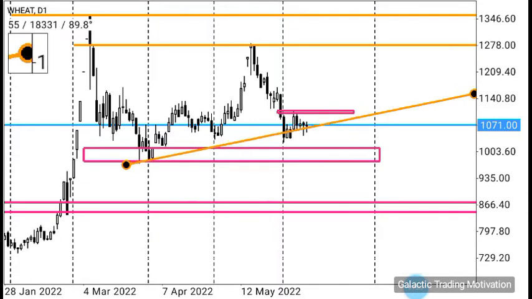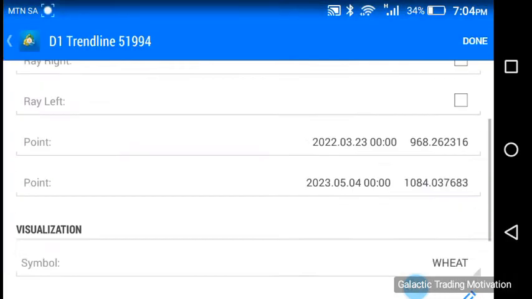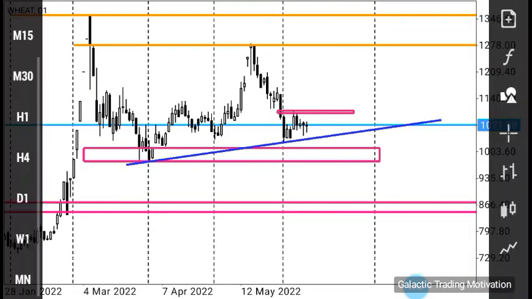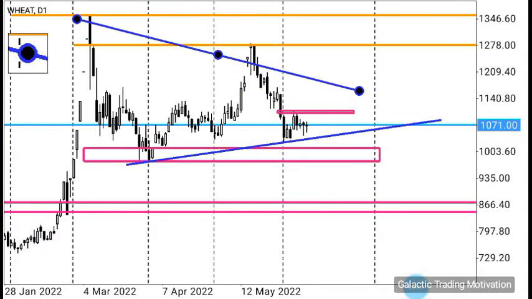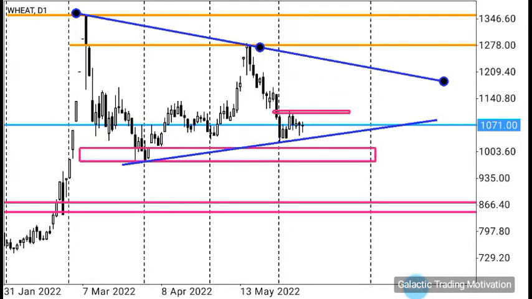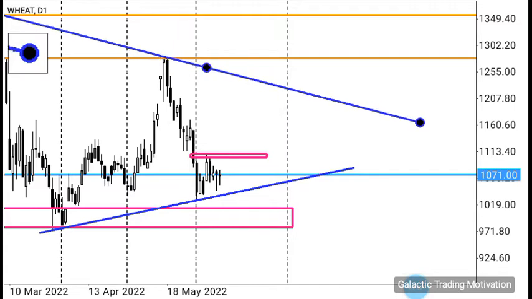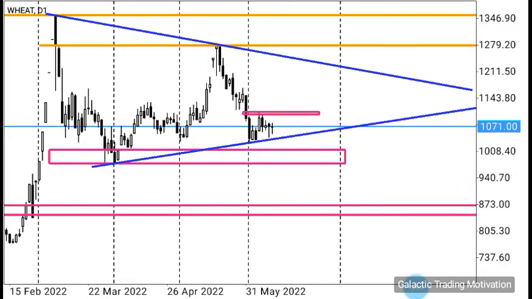Just bear with me, guys. Make it a different color. I'll make it a blue. There we go. Let me add the opposing trend line as well, just to form the triangle. Just bear with me. Okay, that should be fine. So let's continue.